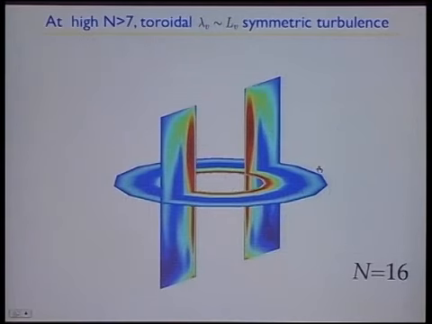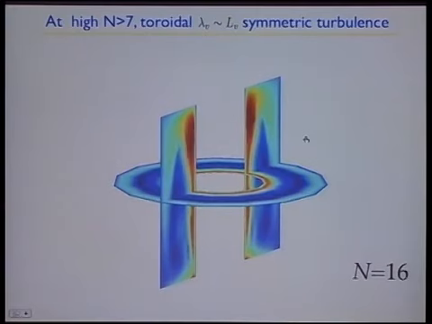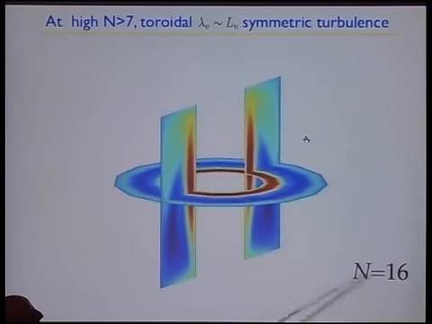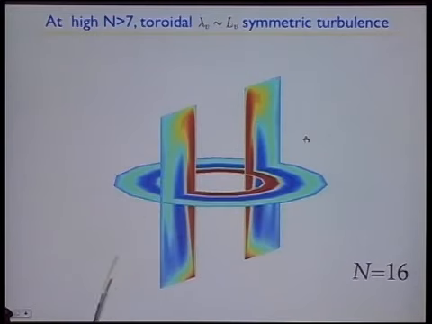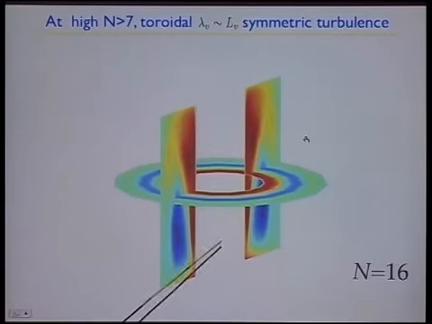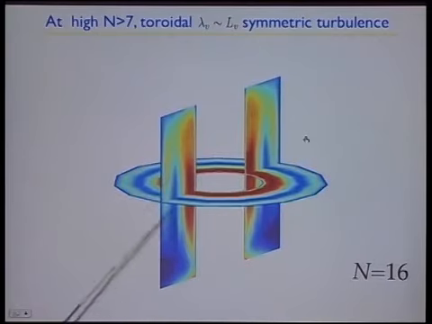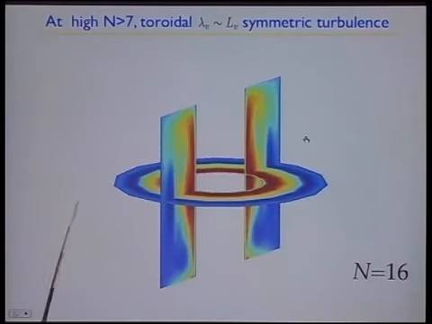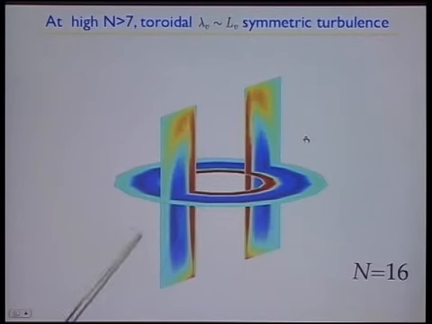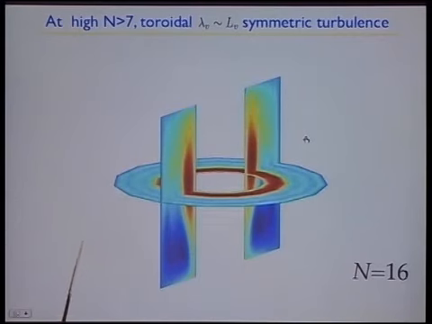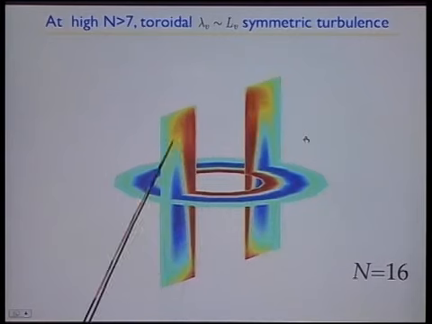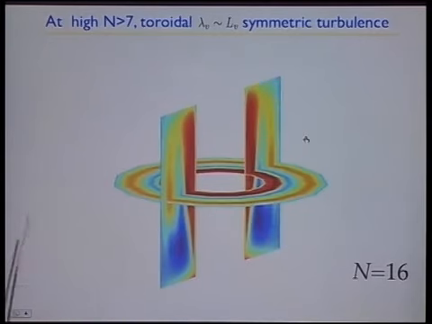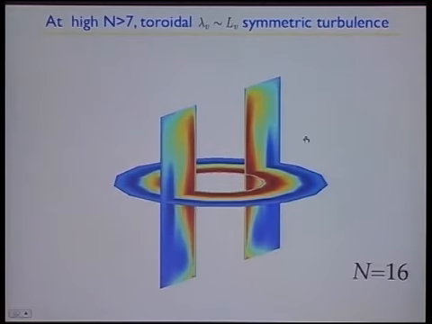But let me first point out that this feature is captured by the simulation. So here is again a simulation where n is equal to 16. As you can see, in this case, the turbulence is toroidally symmetric. The vertical wavelength is equal to the full height of the device, as we see from the simulation. If this were dominated by ideal interchange instability, we would have a wavelength that would be 1/16 of the full height.